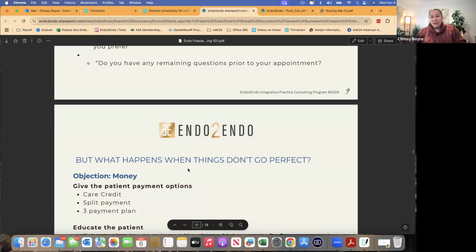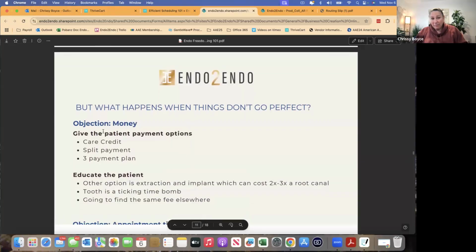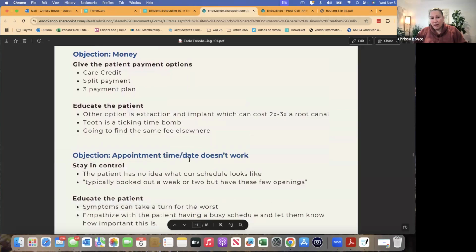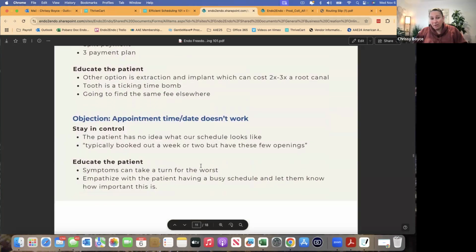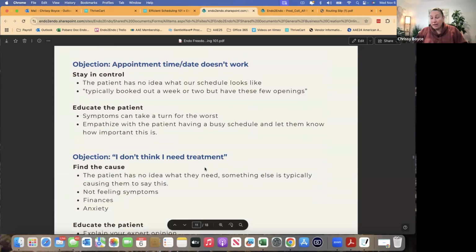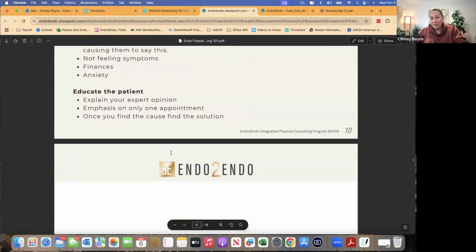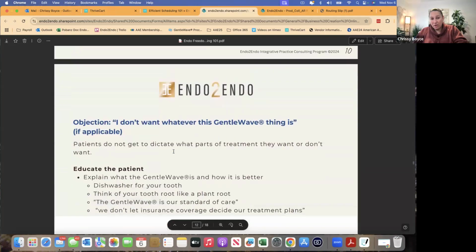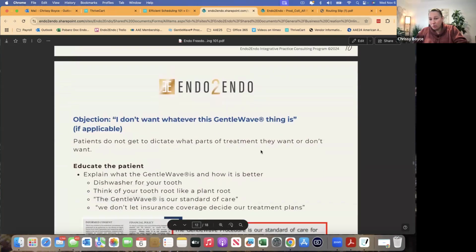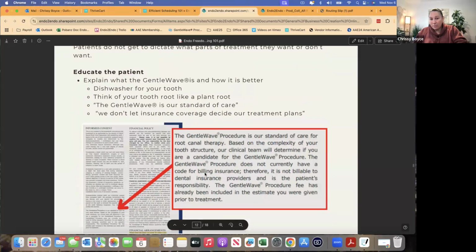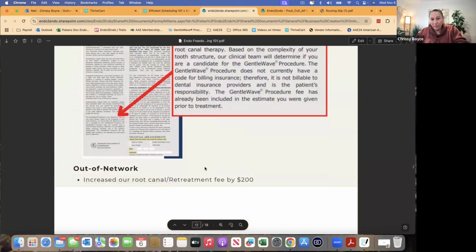Okay, so then this addresses objections. If the patients have objections about money, or about the time and how it doesn't work for them, or they say I don't think I need treatment, this takes you through how to handle those types of objections. I don't want whatever the Gentle Wave thing is. And this tells you what we do in our office and how we explain it to the patient.